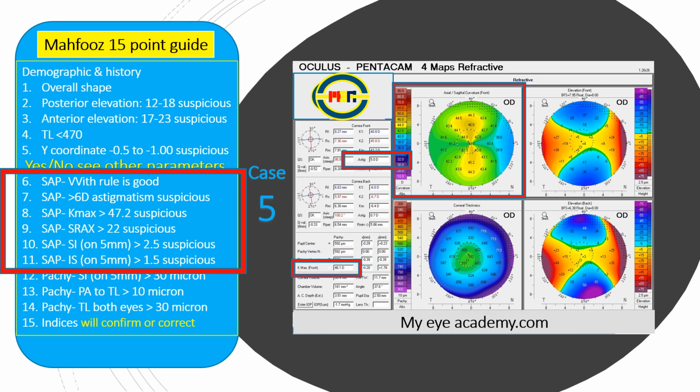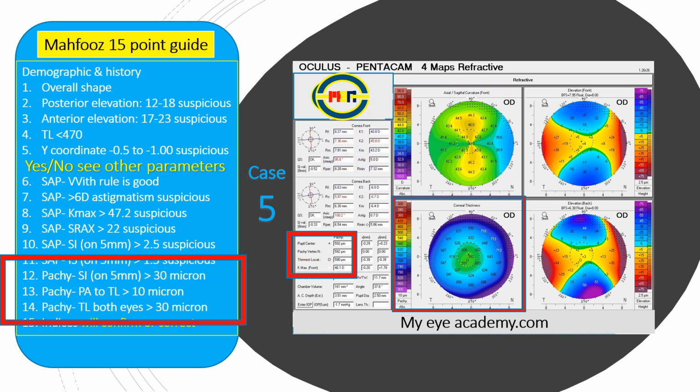Let's move on to the SAP map. We have got a vertical bow tie, and vertical or with the rule, which is a good astigmatism. Astigmatism is within the normal range. There is no SRAX. Superior-inferior, inferior-superior indices are normal.